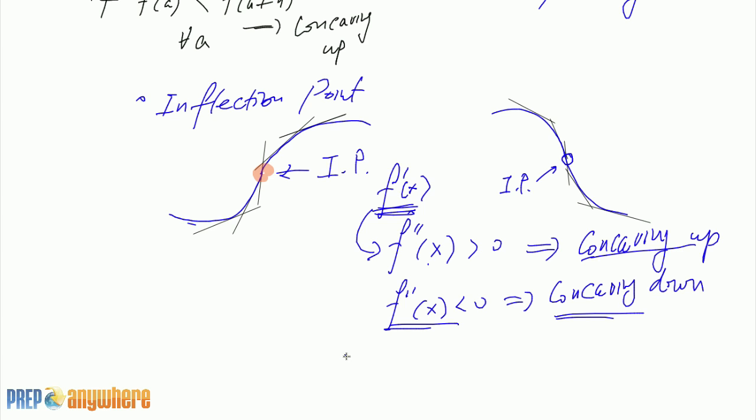Okay, and if the second derivative is equal to 0, it's potentially, not always, but potentially an inflection point. Potentially. This is kind of like a critical number. Remember critical numbers? How if it's equal to 0, it's potentially a local maximum or minimum, but it doesn't have to be. It's like that too.